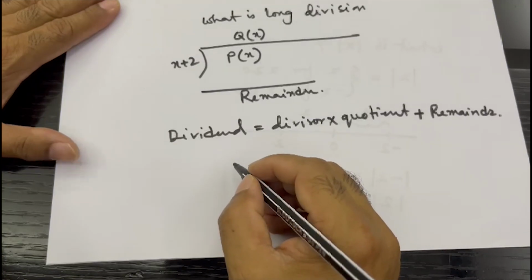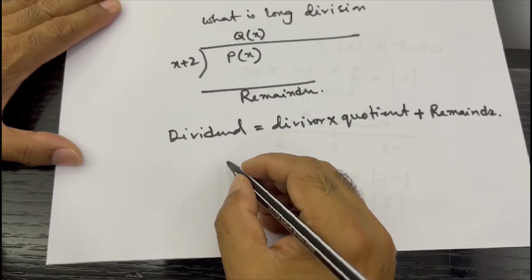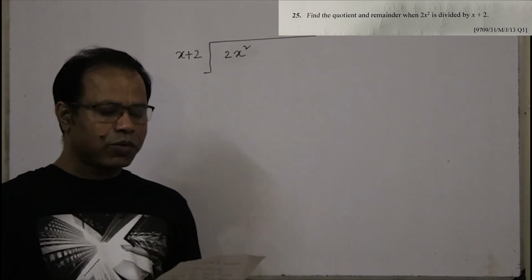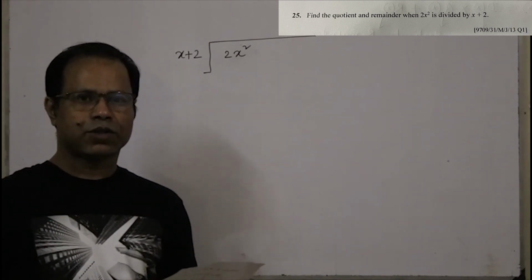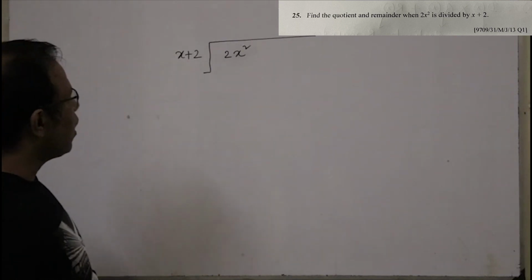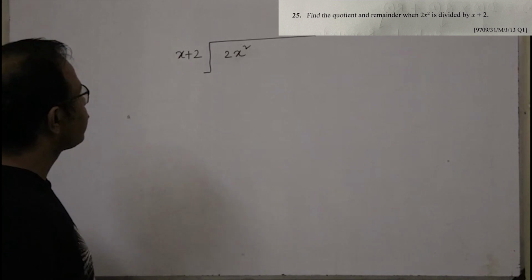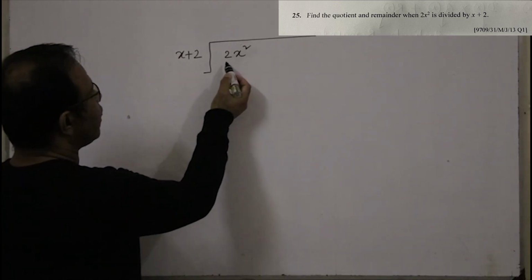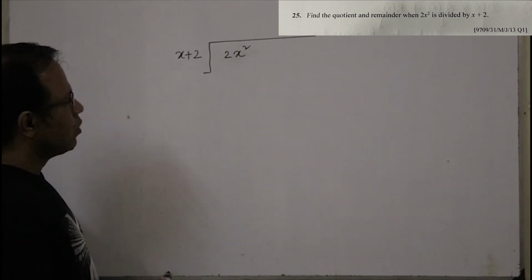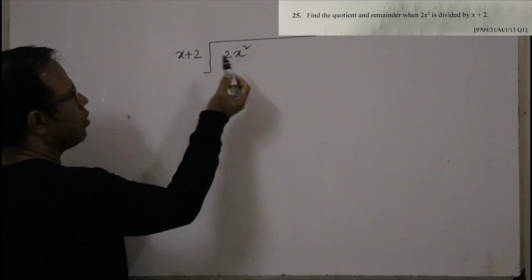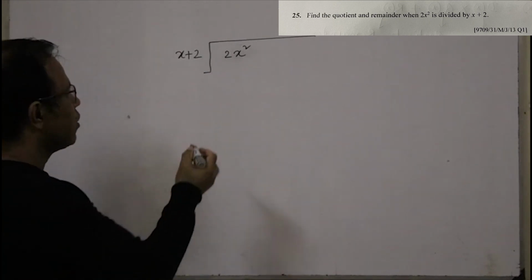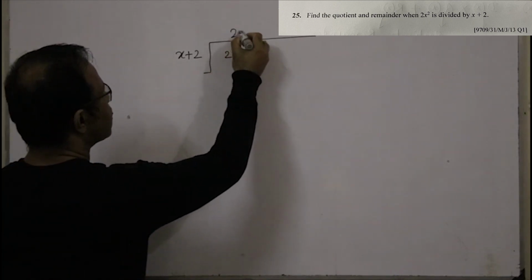Now I will explain the long division with some examples. Find the quotient and remainder when 2x squared is divided by x plus 2. Let's explain how to do long division. Our dividend is 2x squared and the divisor is x plus 2. So how many times does x go into 2x squared? It will go 2x times.